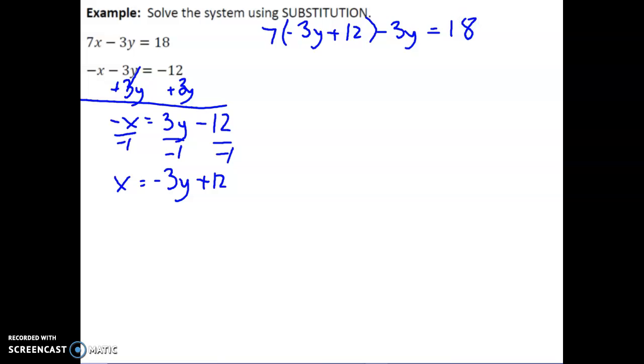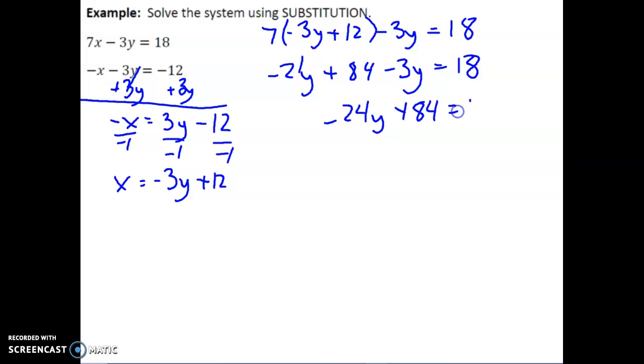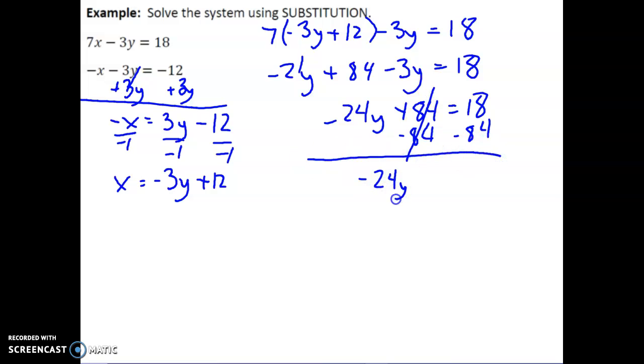Okay, just like before, the first thing I need to do to simplify this is distribute the 7. Oops, can't see my 21 there. All right, combine like terms, -21 and -3, that makes -24y. Okay, now what do we need to do to get y by itself? I need to subtract 84 from both sides. All right, and I'm going to end up with -24y equals -66.